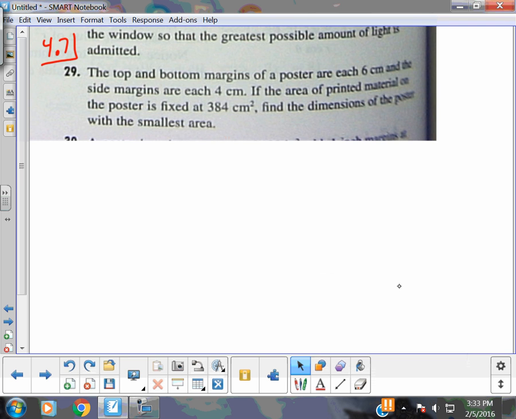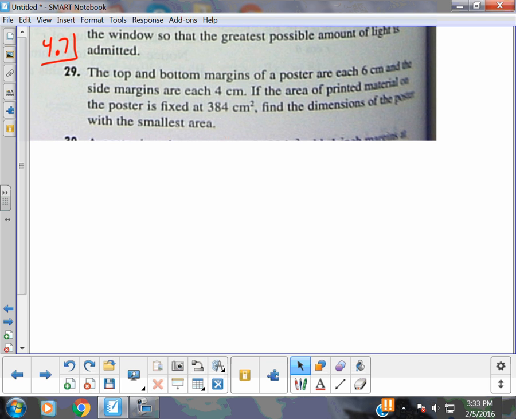So we have a problem here. The top and bottom margins of a poster are 6 centimeters, and the side margins are 4 centimeters. The area of printed material on the poster is fixed at 384 centimeters squared. Find the dimensions of the poster with the smallest area.